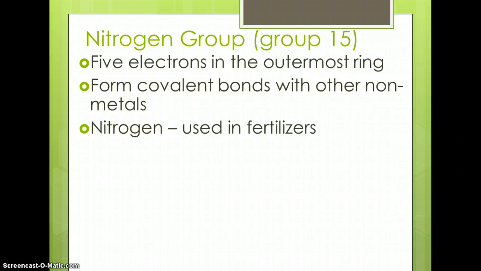The primary use of nitrogen is that it's used in fertilizers. So whether you make the all-natural fertilizer using manure, or you actually make a fertilizer in a factory, both of them contain nitrogen. So plants need nitrogen in order to actually grow and be nice, big plants.